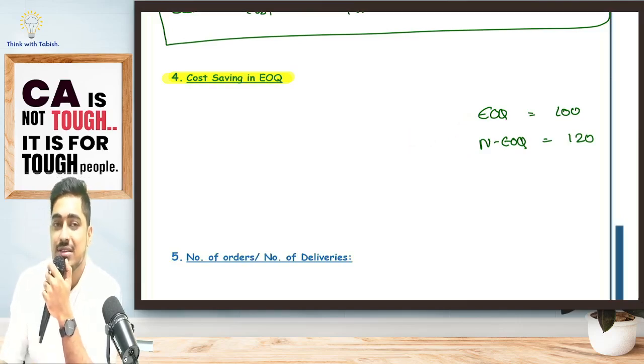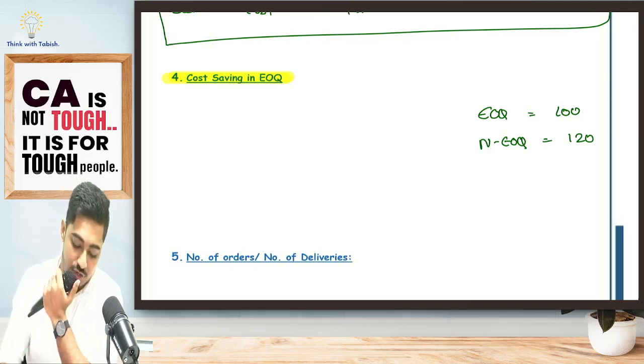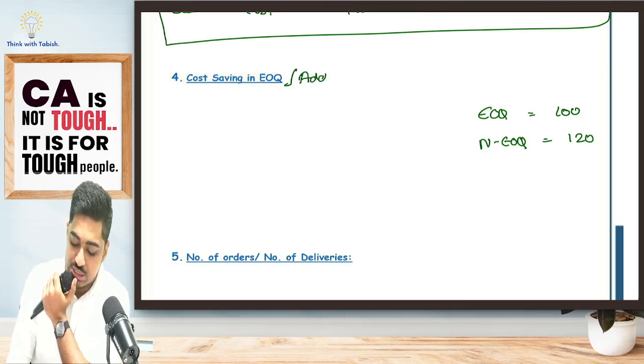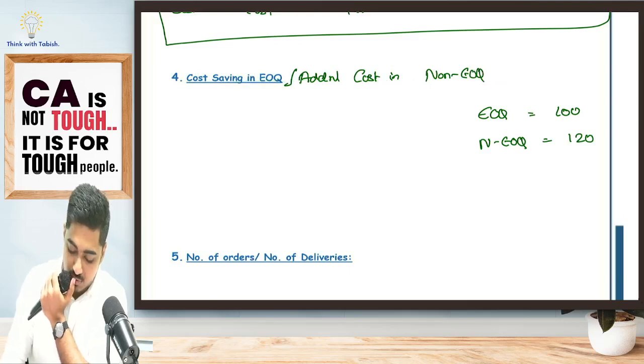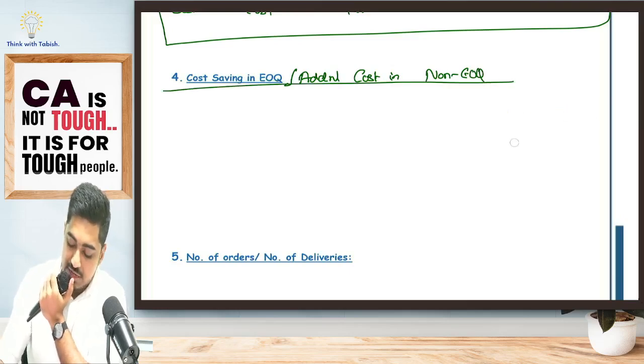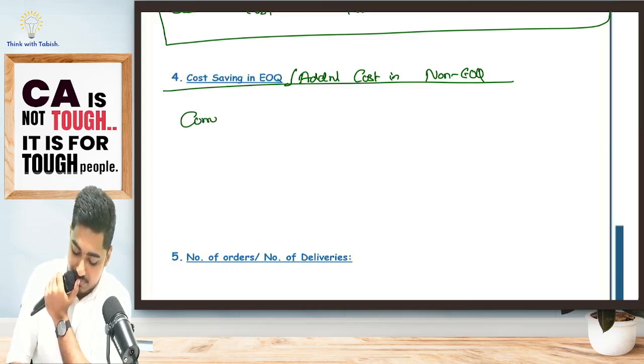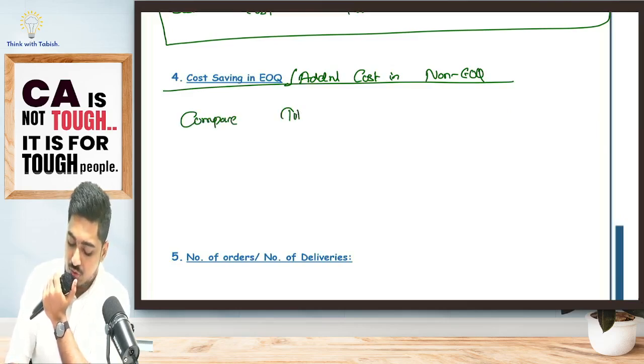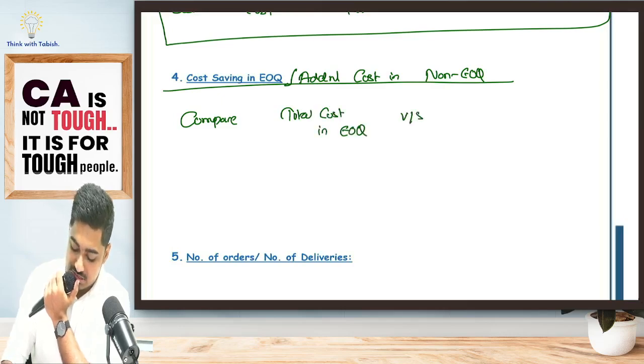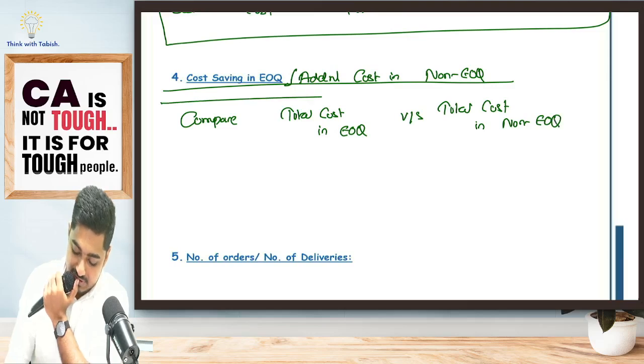Both are one and the same only. One is from EOQ perspective, one is from non-EOQ perspective. So whether the question asks you cost saving in EOQ or additional cost in non-EOQ, the answer is going to be same only. What will I be doing? I will calculate and compare total cost in EOQ versus total cost in non-EOQ. Is this clear, everyone? Yes or no?